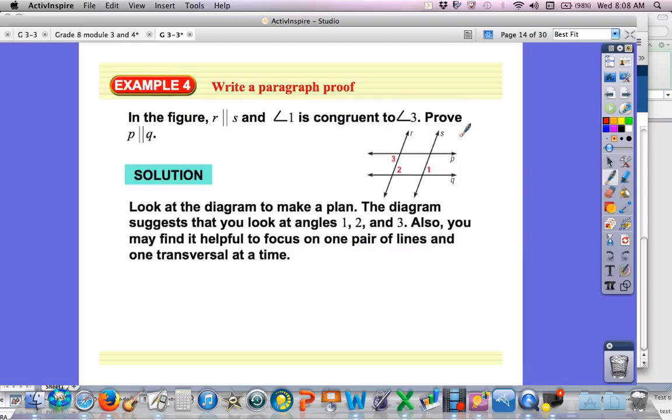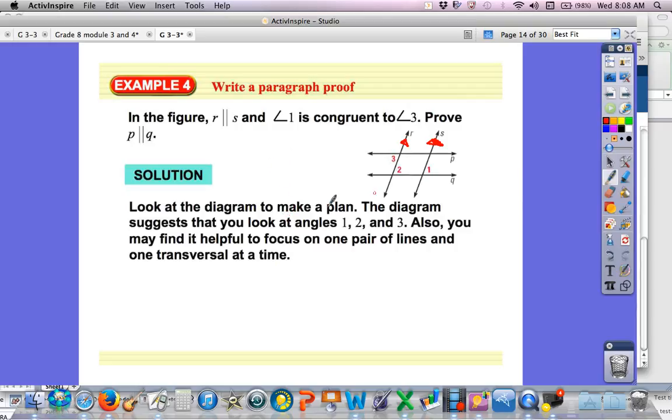So they talk now about a paragraph proof. Paragraph proof is basically just writing it in paragraph form, and we're going to talk about that. I still want you to do 2-column proofs, but in the figure, we're told that R is parallel to S, so I want to mark that. Okay, and 1 is congruent to 3. They want to prove that P is congruent to 2.